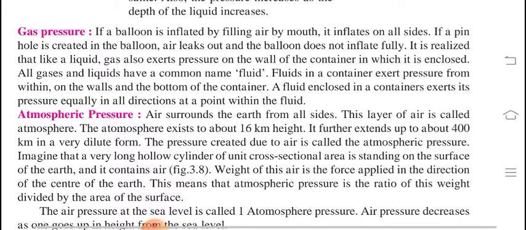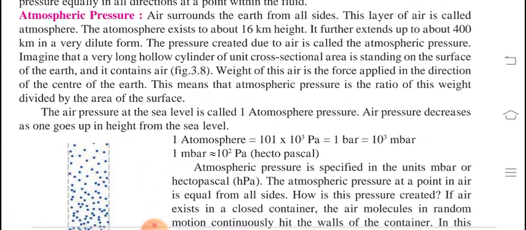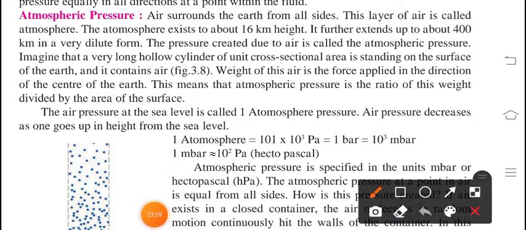Now the next example is of atmospheric pressure, which is related to air. Air surrounds the earth from all sides. This layer of air is called the atmosphere. The atmosphere exists up to about 16 km height from the earth. It further extends up to 400 km in very dilute form.